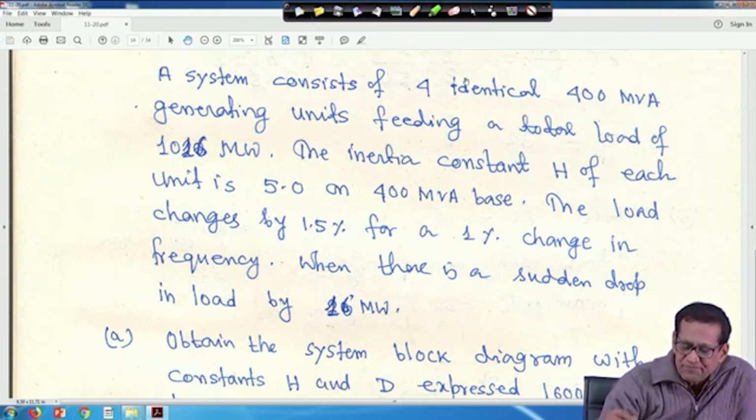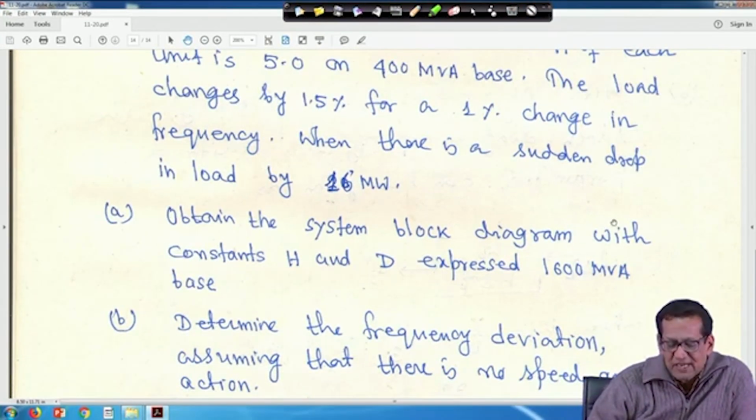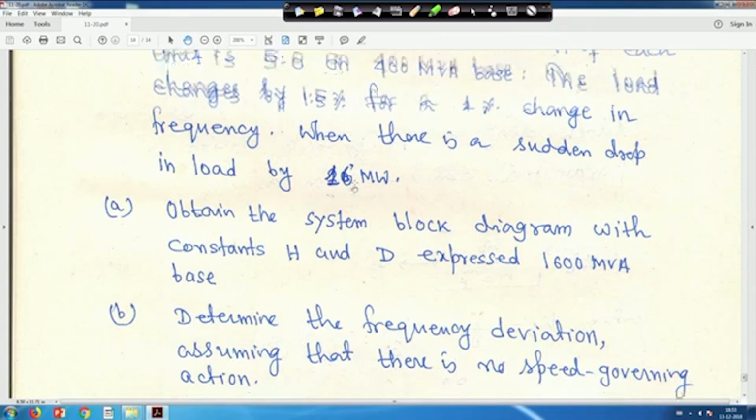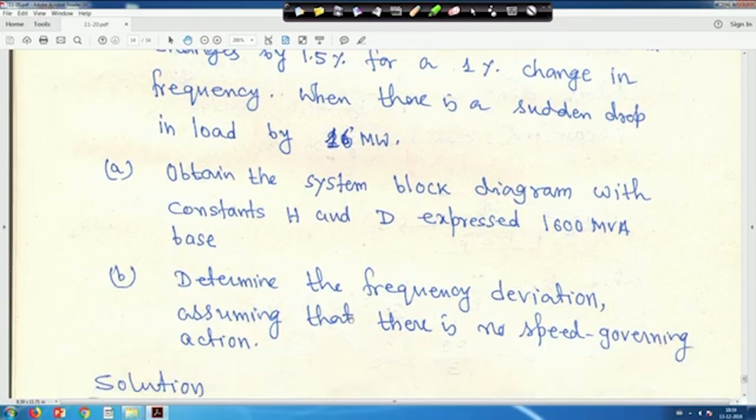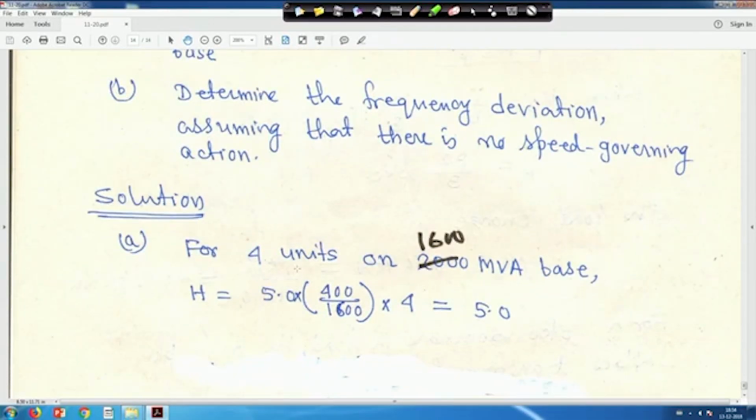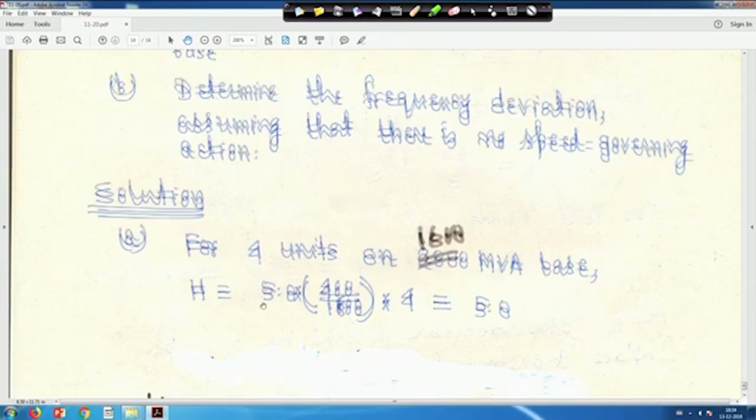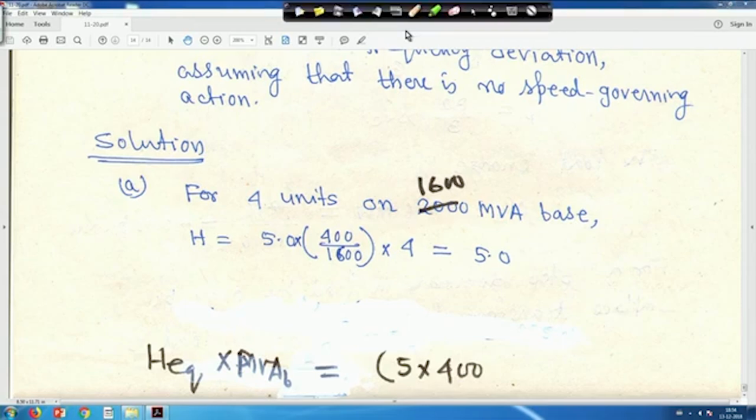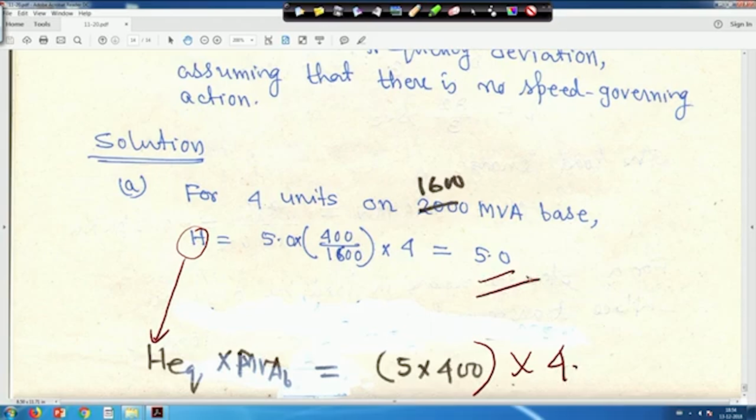You have to obtain the system block diagram with constant H and D expressed on 1600 MVA base, because there are 4 units of 400 MVA, so 4 into 400 will be 1600 MVA base, and determine the frequency deviation assuming that there is no speed governing action, right. So, first part is for 4 units on 1600 MVA base. So, H equivalent is 5 into 400 divided by 1600, multiplied by 4, so that will give you 5, right.